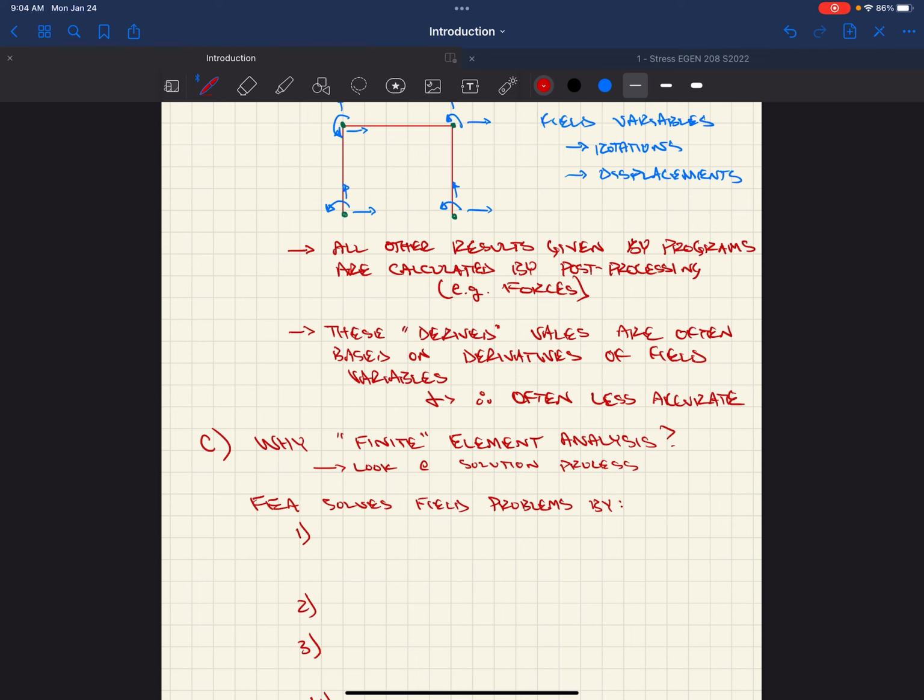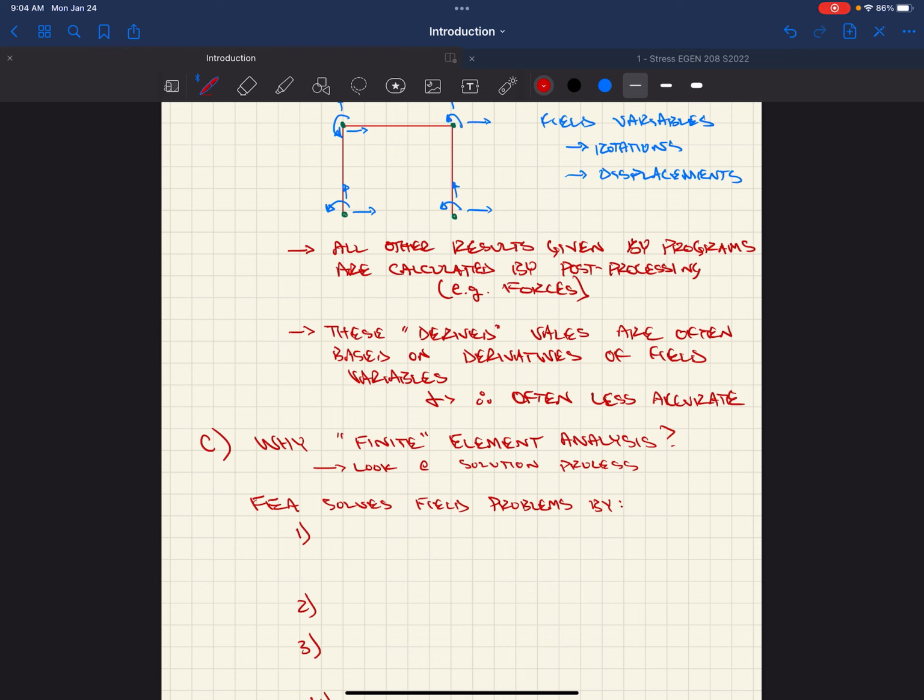So, coming up with what those field variables are, we also have desired results that are outside of those field variables, things that are a function of those field variables. Because we take that additional step or multiple steps, we get further away from the real answer, and we're going to look at that in a second. So why do they call it the finite element analysis? Well, as we mentioned, we're breaking our problems up into finite pieces. So let's look at the solution process.